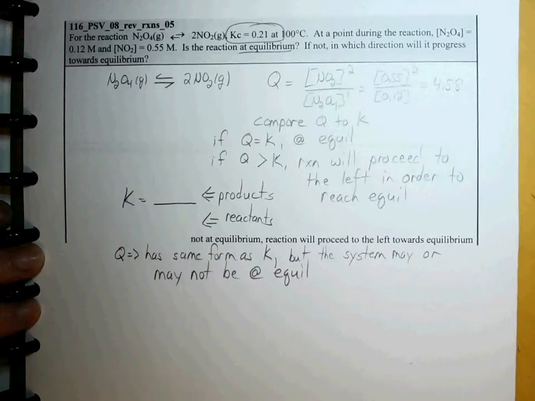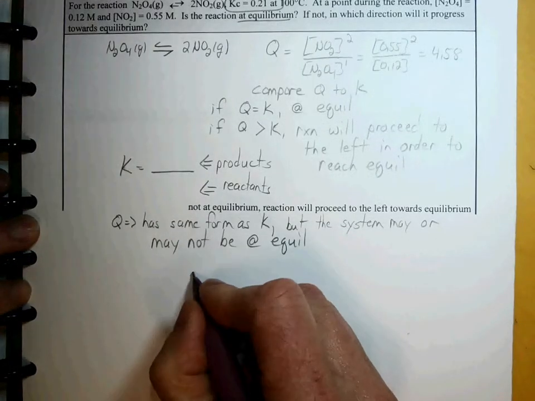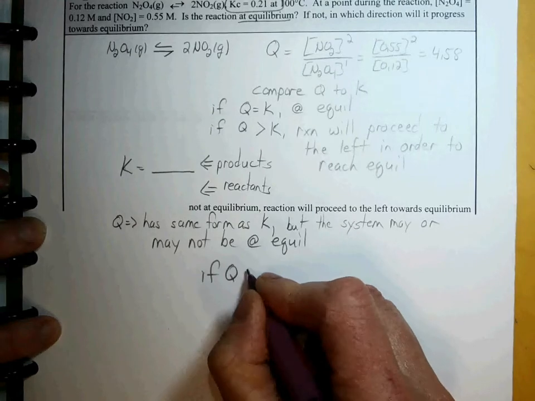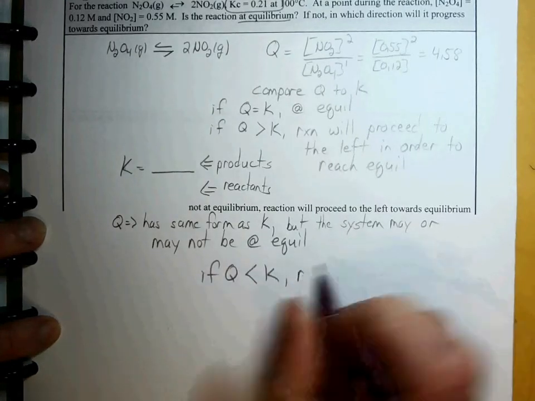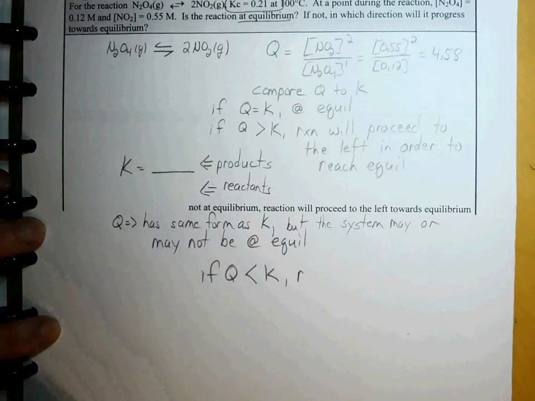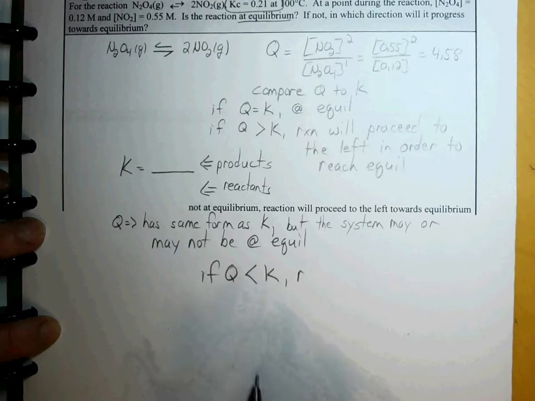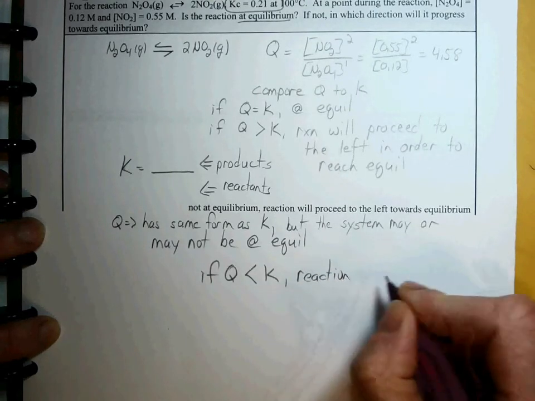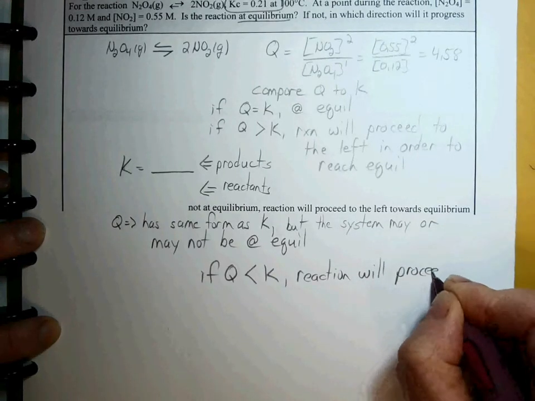Okay, which is exactly the situation that we have here. Let's look at the other situation. If Q was less than K, that means the product concentration would have to get larger in order for Q to match K. So the reaction will proceed to the right in order to reach equilibrium.